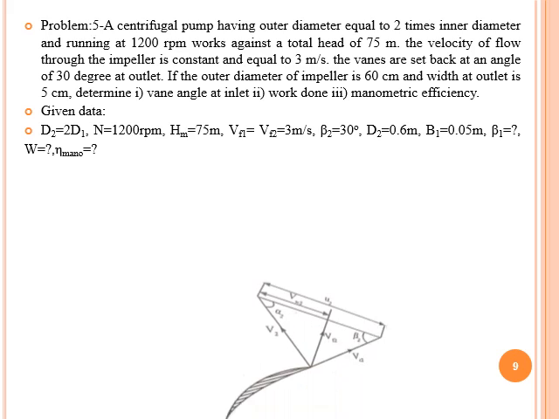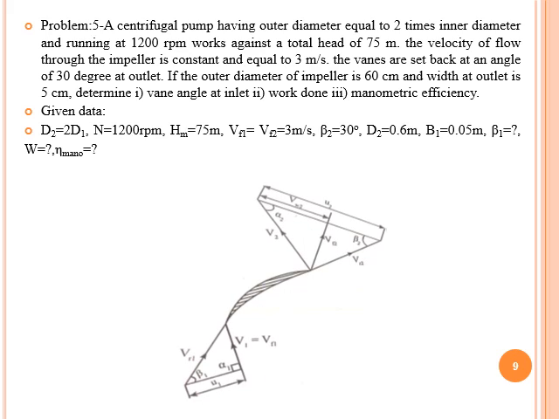So now draw the velocity diagram for this centrifugal pump. That is a radial inlet, for that reason that is a right angle triangle at inlet. Then for that reason V1 is equals to Vf1, that means alpha 1 is equals to 90 degree. So this is the velocity triangle at inlet as well as outlet of the centrifugal pump.